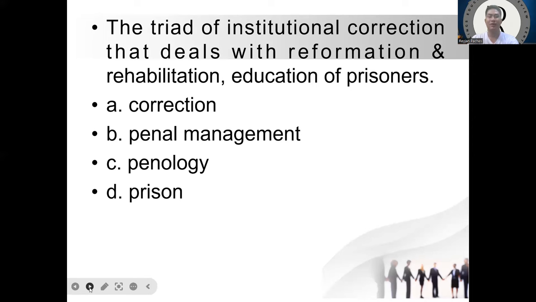Okay, so I will read the question twice and of course the suggested answer. So the triad of institutional correction that deals with reformation and rehabilitation education of prisoners. Again, the triad of institutional correction that deals with reformation and rehabilitation education of prisoners. Letter A, correction. Letter B, penal management. Letter C, penology. And letter D, prison.